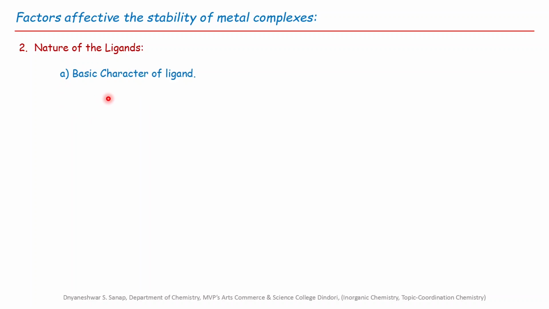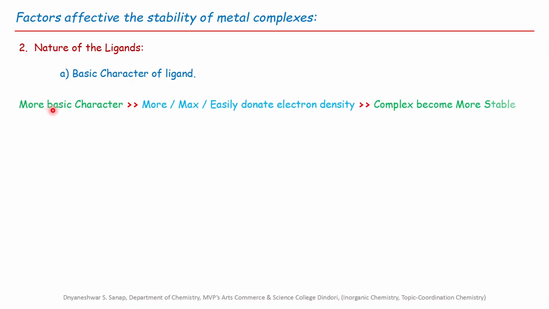Let us see one by one. Basic character of a ligand. The more the basic character, the more easily donation of electron density is possible, and that's why the complex becomes more stable. The examples are carbon monoxide and cyanide anion. The second important point is size and charge on the ligand.